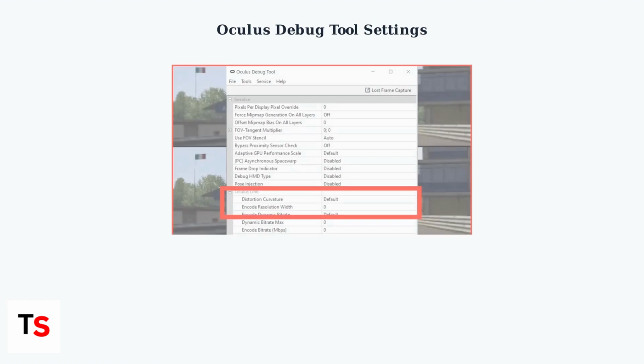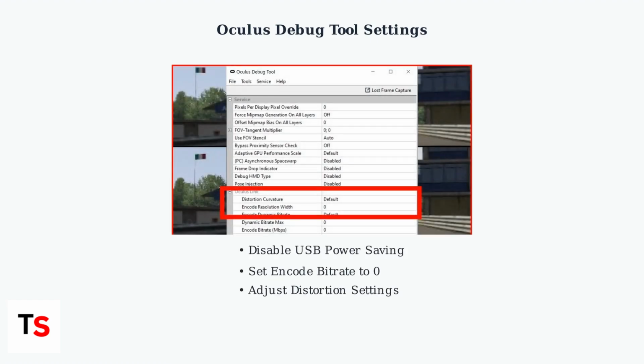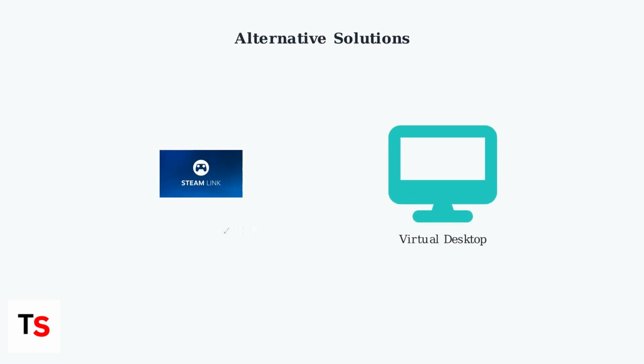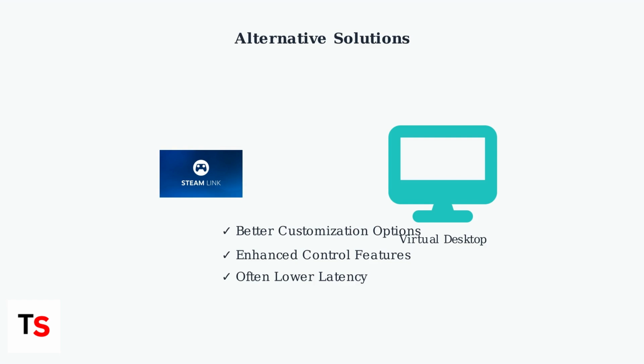The Oculus Debug tool provides advanced settings that can resolve persistent issues. Try disabling USB power saving for your USB ports, or adjust the encode bitrate setting to 0 in the debug tool. If AirLink continues to be unreliable, consider alternatives. Steam Link and Virtual Desktop often provide better customization, control, and sometimes lower latency than AirLink.